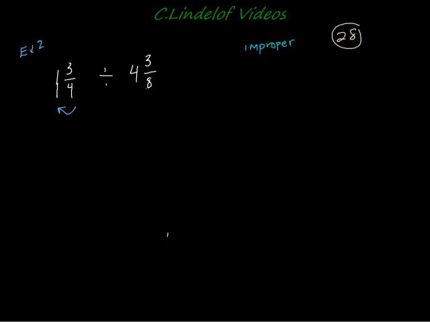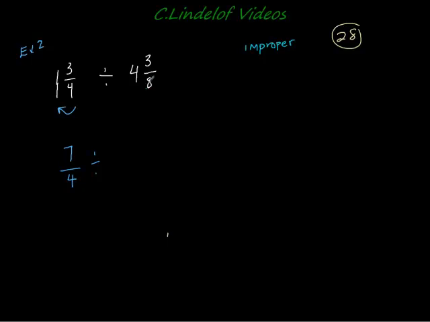4 times 1 is, let's be careful though, right? 4 times 1 is 4, and then 4 plus 3 is 7, so we have 7 fourths here. And then this fraction right here, here's my division sign.